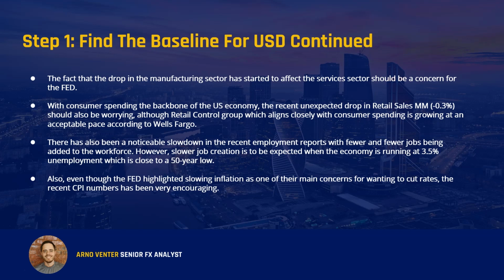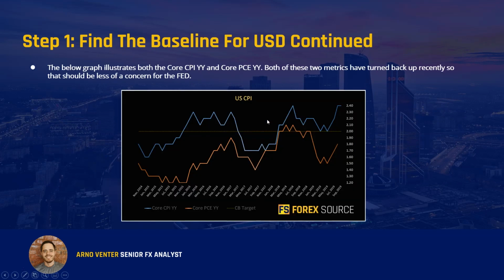Also, even though the Fed highlighted slowing inflation as one of the main concerns for wanting to cut rates, the recent CPI numbers have been very encouraging. If we have a look at the graph here, this basically illustrates the core CPI year over year as well as the core PCE year over year. Both of these two metrics have turned back recently, so that should be less of a concern for the Fed. We can see core CPI year over year coming in at 2.4% and core PCE coming in at 1.8%. So both very close to that 2% target for the Fed.